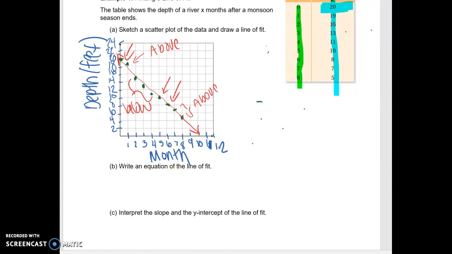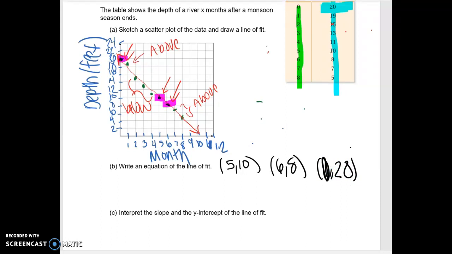So I can see that this line passes through the points 5, 10. That's this one right here. I'll highlight them. So it passes through 5, 10, 6, 8, and 0, 20. Okay. So now to find the equation, I first need to find my slope.